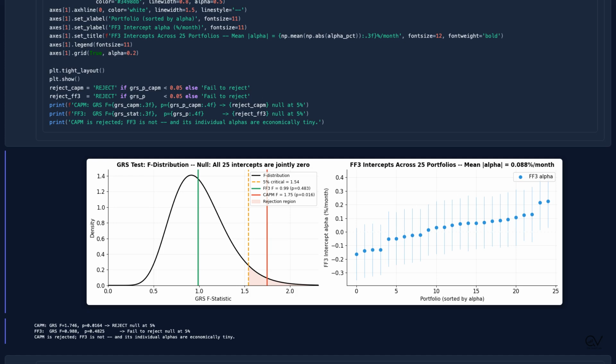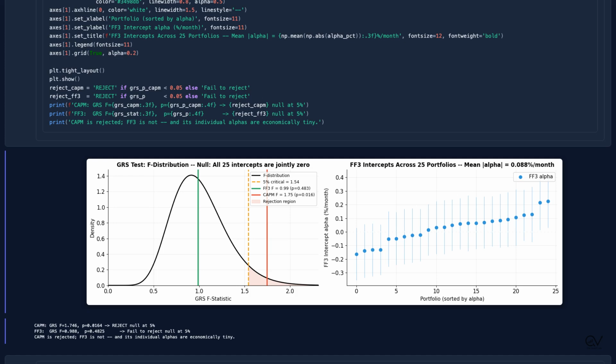CAPM is rejected. The 3-factor model lands at 0.99 with a p-value of 0.48, sitting right in the middle of the distribution. On this sample, we fail to reject it. On real returns, the paper's own GRS test is much closer to the line, an F of 1.73 with a p-value of 0.023, still technically rejected at 5%.